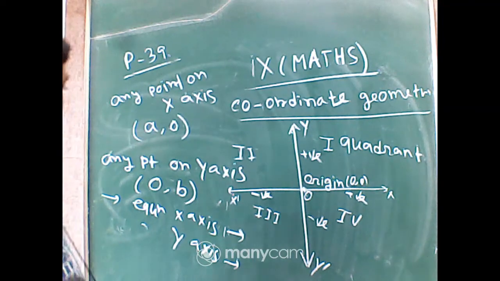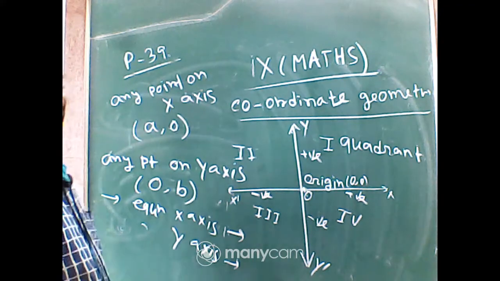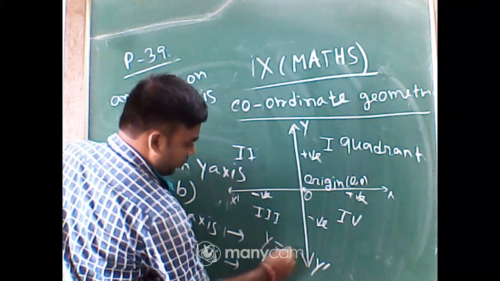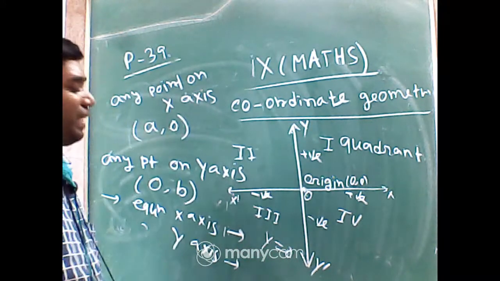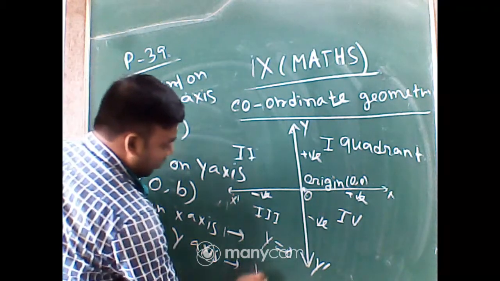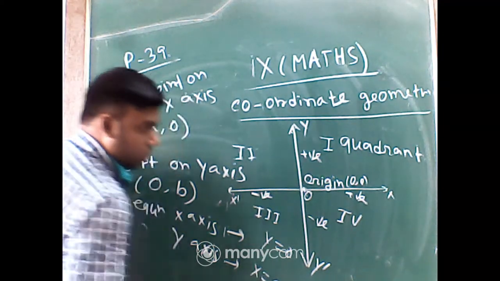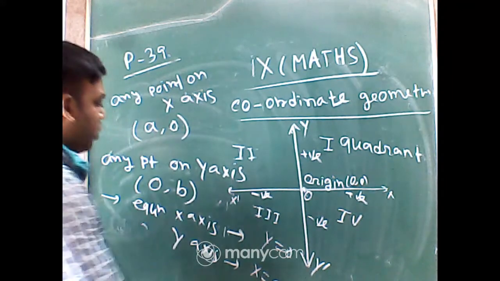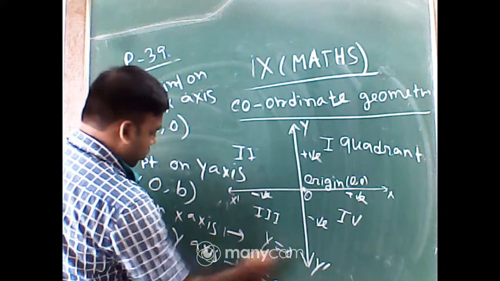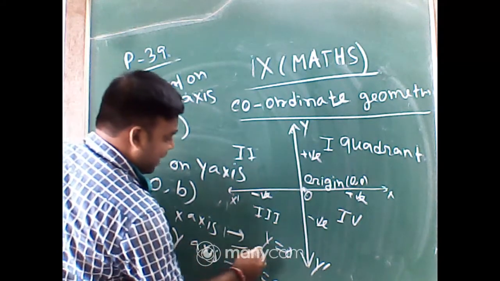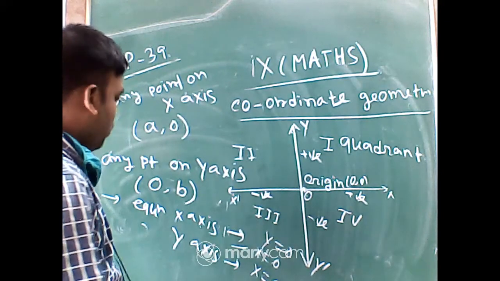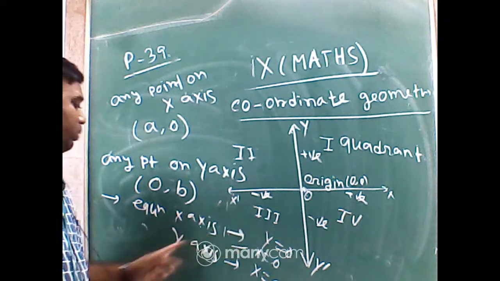Students, the equation of the x-axis is very easy, just the opposite: y equal to 0. The equation of the x-axis is y equal to 0, and the equation of the y-axis is x equal to 0. Just x, then y, then x.